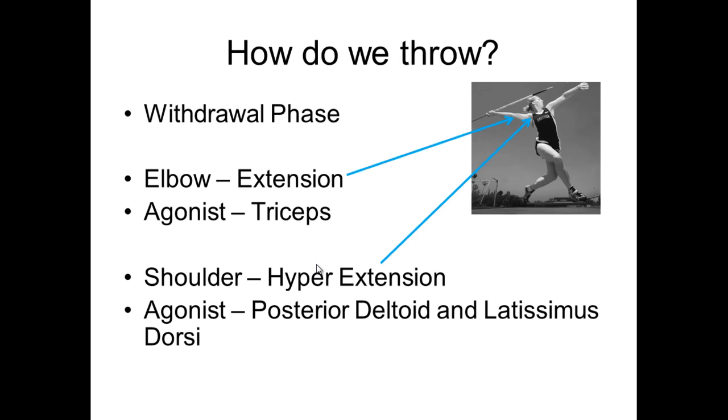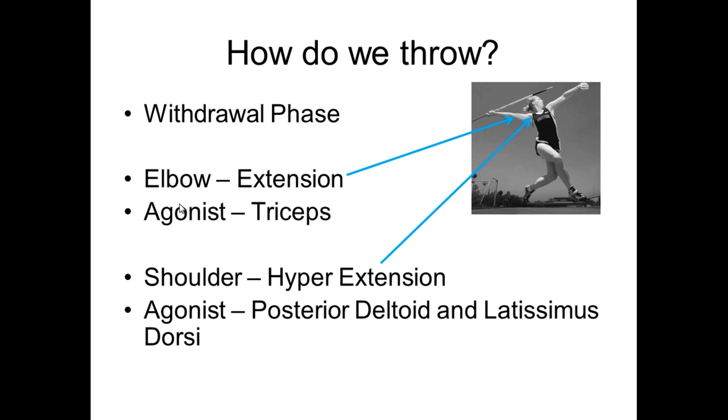There are two phases within throwing. The first is the withdrawal phase, and in the withdrawal phase, the elbow, you can see here, is extended, and so therefore the main agonist at this point is the tricep. Obviously if it undergoes flexion, we can refer to that being caused by the bicep. So in this case, the agonist is the tricep, and that's undergoing an isotonic concentric contraction.